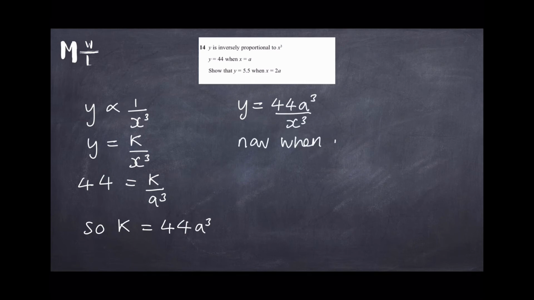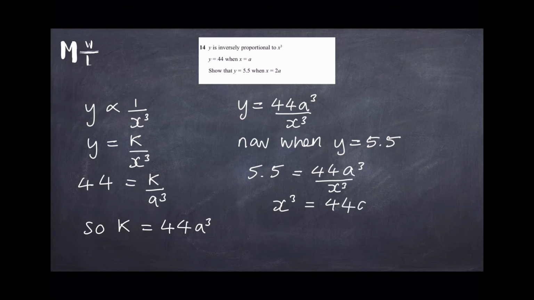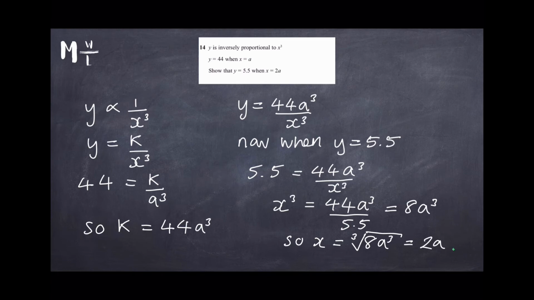Now, to answer the question, we need to show that y is equal to 5.5 when x is equal to 2a. So if we sub y equals 5.5 in, and we get a value of x which is equal to 2a, then we've answered the question. Subbing in 5.5 and rearranging to work out x cubed, we get x cubed is equal to 8a cubed. So cube rooting each side, we get x is equal to 2a. Therefore, we've answered the question.